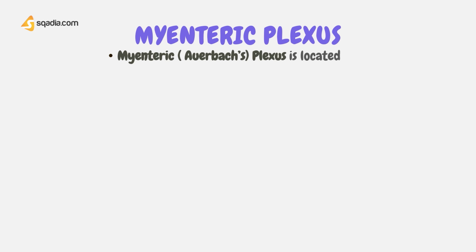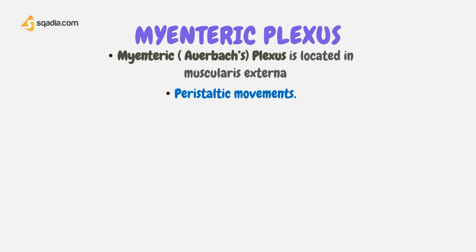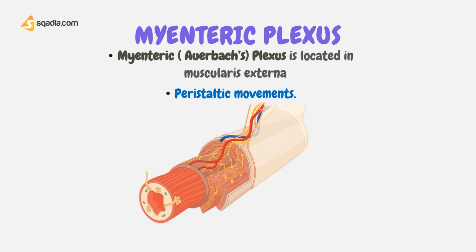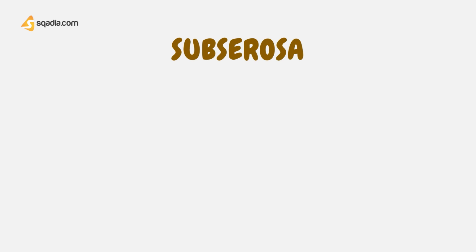Just like the Meissner's plexus, the stomach also has the myenteric plexus. So the myenteric plexus, also known as Auerbach's plexus, is located in the third layer of the stomach, which is muscularis externa. It helps to regulate the peristaltic movements by involvement of inner oblique and middle circular muscles. Here we have an anatomical picture where muscularis externa is present, and in the muscularis externa, we have the myenteric plexus.